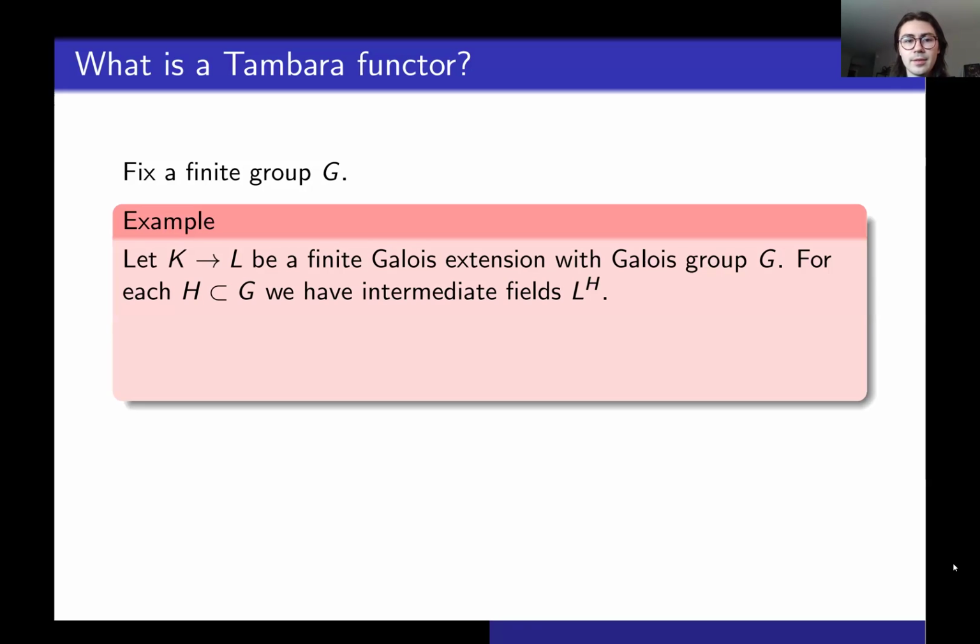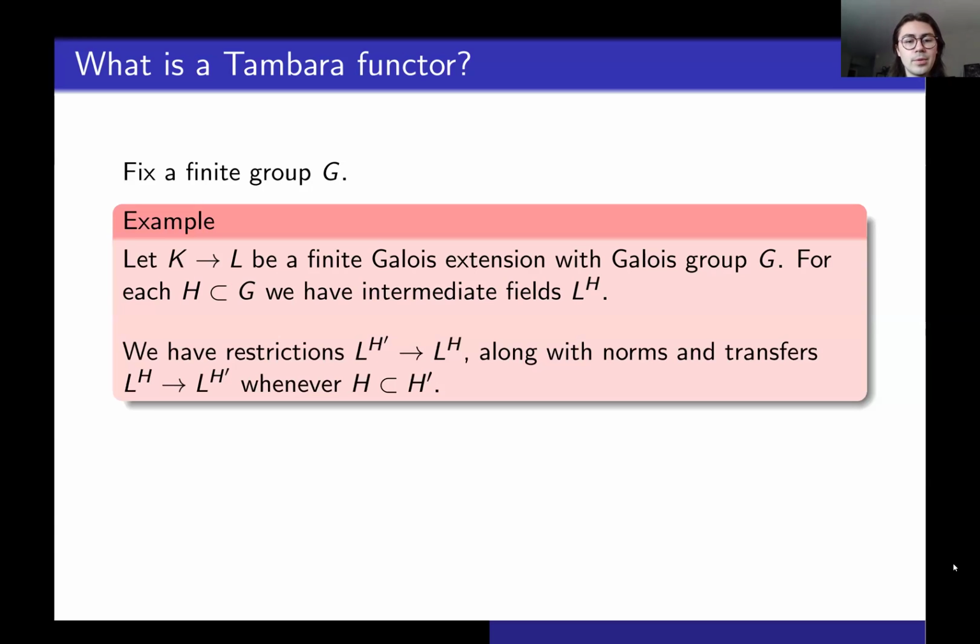One of the pieces of data you get from this situation is a collection of intermediate fields. For every subgroup of G, you can form the fixed point intermediate field. So these intermediate fields have restriction maps. They include into each other according to how the subgroups of G include into each other. So it's a contravariant functoriality from the partially ordered set of subgroups of G to the partially ordered set of subfields of L.